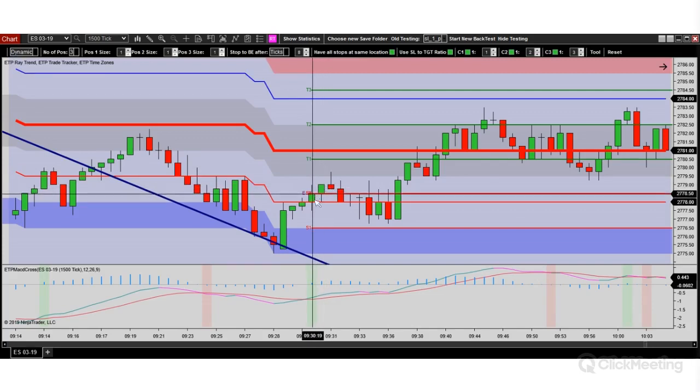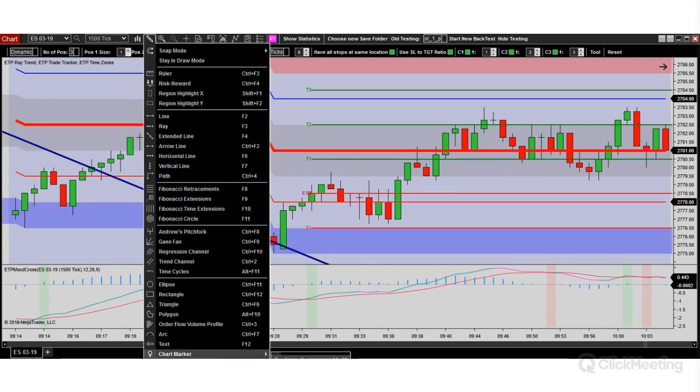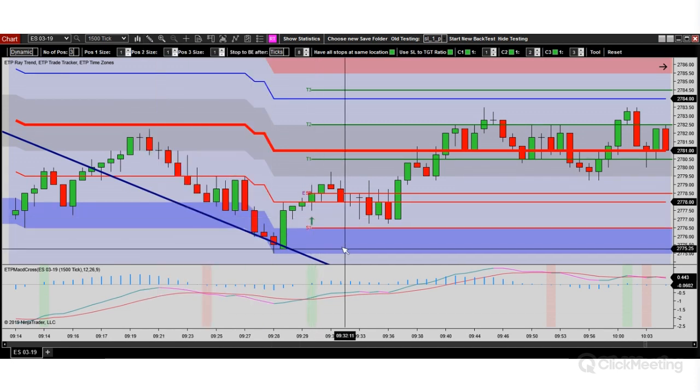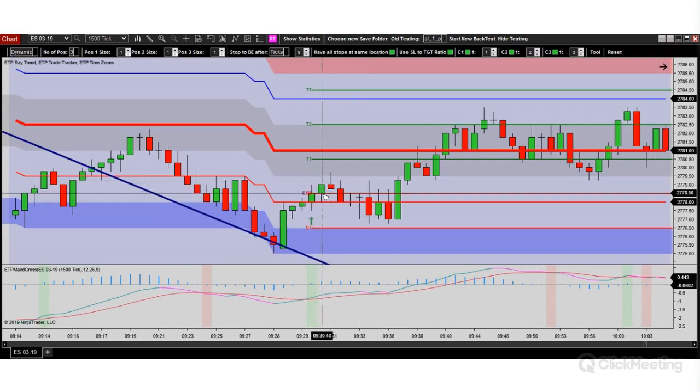Okay, now the stop is 4 ticks below the signal candle, which is this one right here. And I'm going to draw something so you guys can see it. So I'm going to draw an arrow up. This is the signal candle, right? Our entry candle is this one.